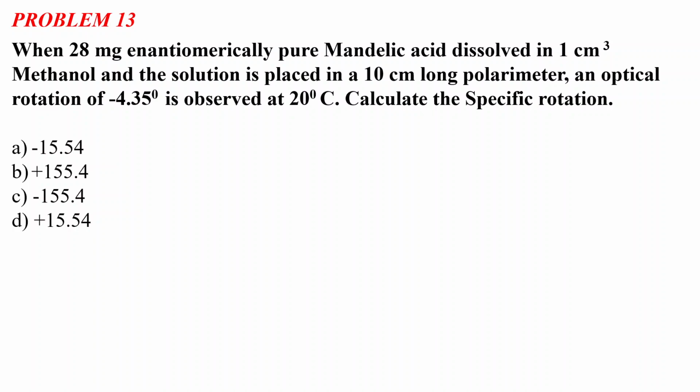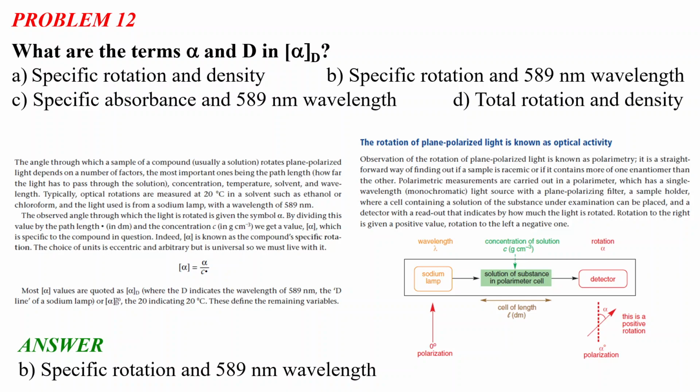It says that when 28 mg of enantiomerically pure mandelic acid is dissolved in one cc of methanol, and the solution is placed in a 10 cm long polarimeter, an optical rotation of -4.35 degrees is observed at 20 degrees centigrade. Now calculate the specific rotation. Your options are: A, -15.54; B, +155.4; C, -155.4; and D, +15.54.